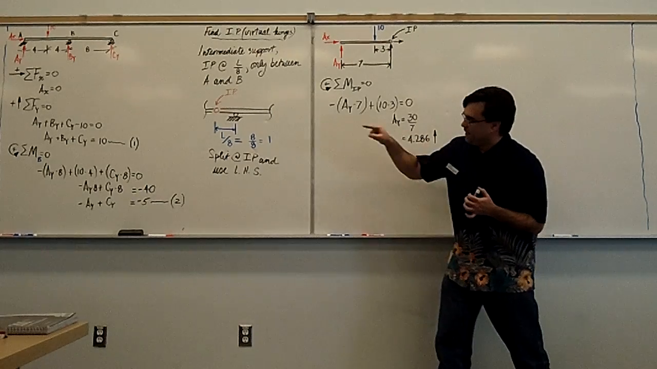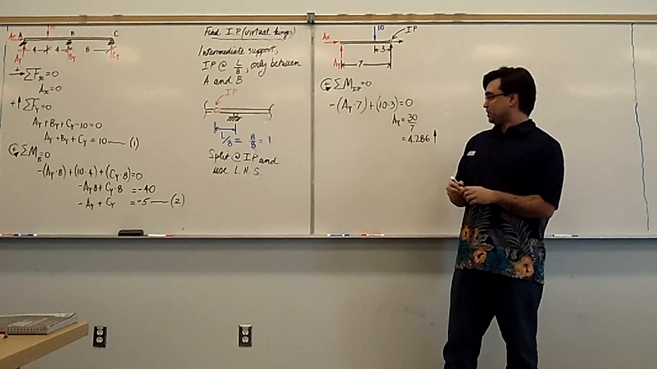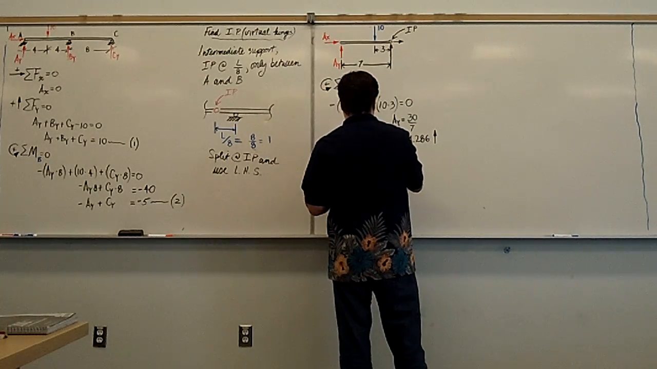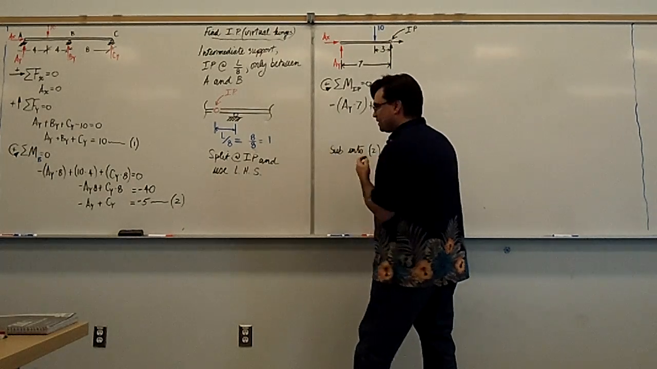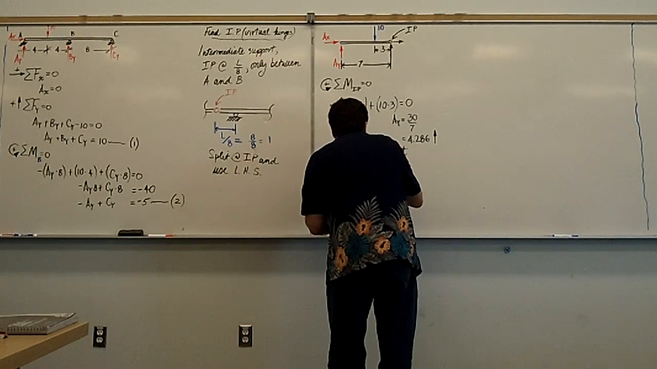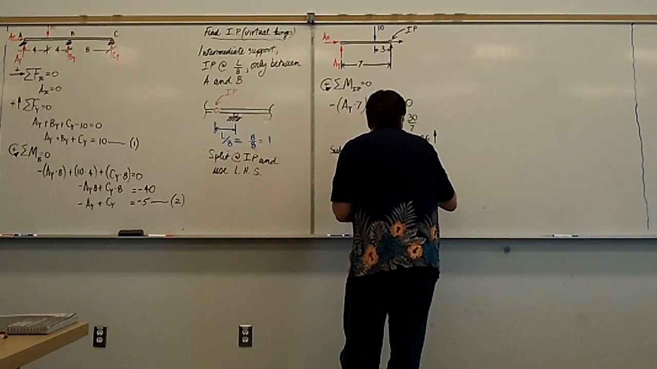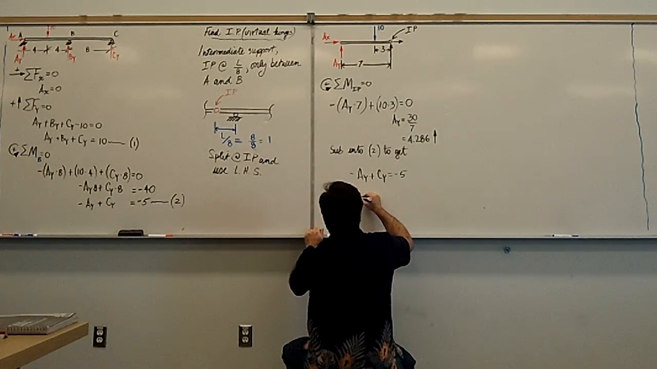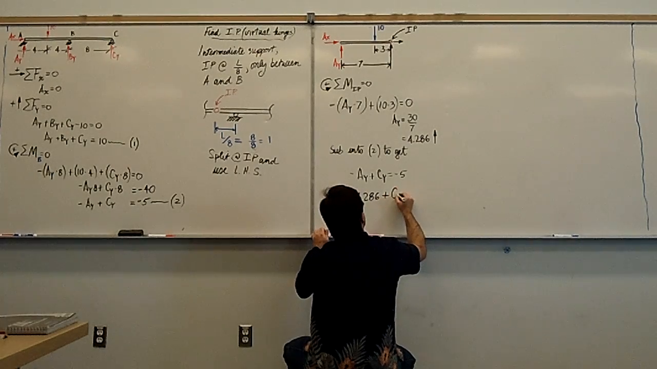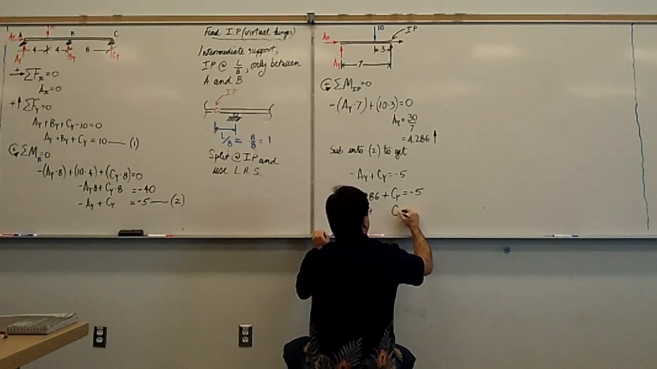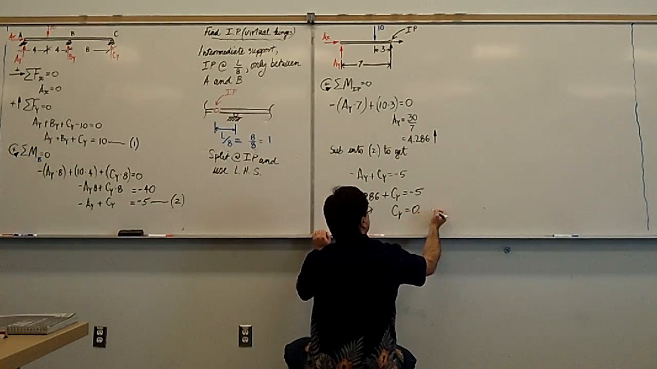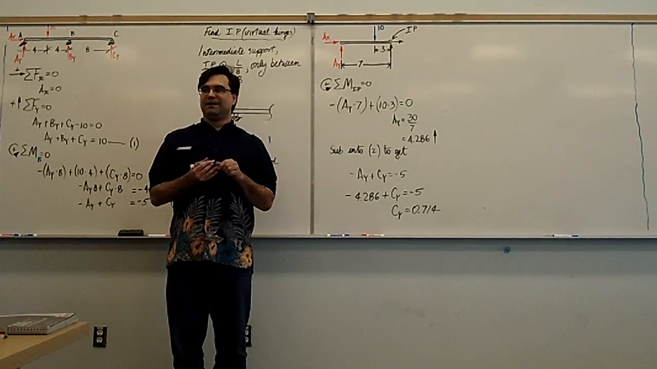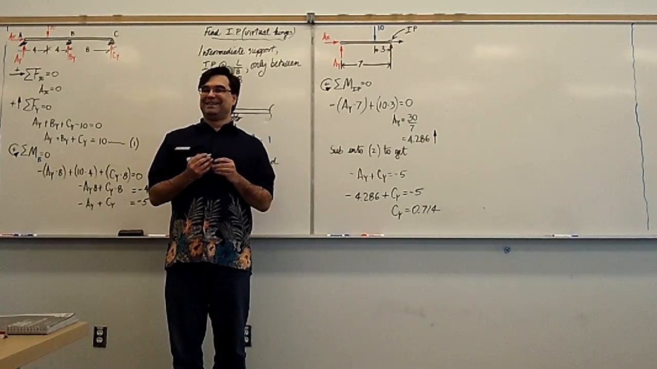Now, I can take this and use either equation 1 or 2 and start solving for the unknown reactions. I'm going to substitute it into equation 2. For 2, right there, it's minus Ay plus Cy equals minus 5. So now this becomes minus 4.286 plus Cy equals minus 5. What is the value of Cy? Tell me again, what is the value of Cy? Positive or negative? It's positive.